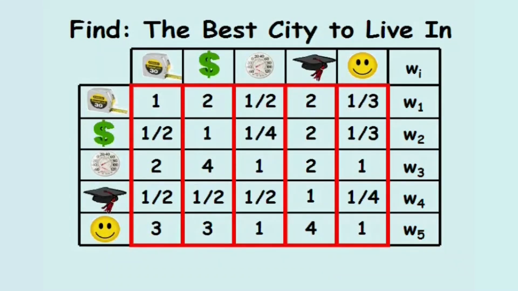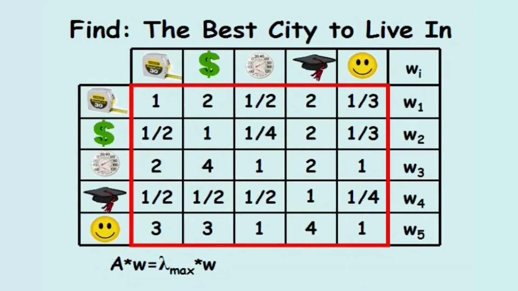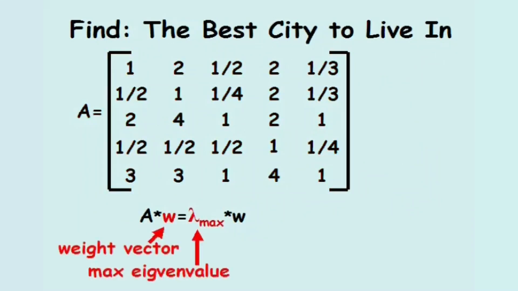If we normalize the values in each column to 1, we notice not even 2 of the 5 columns are equal, let alone all 5. Therefore, we'll calculate the weights as the principal right eigenvector of matrix A. Matrix A contains the pairwise importance factors. W is the weight vector or eigenvector of matrix A, and lambda max is the maximum eigenvalue of matrix A.